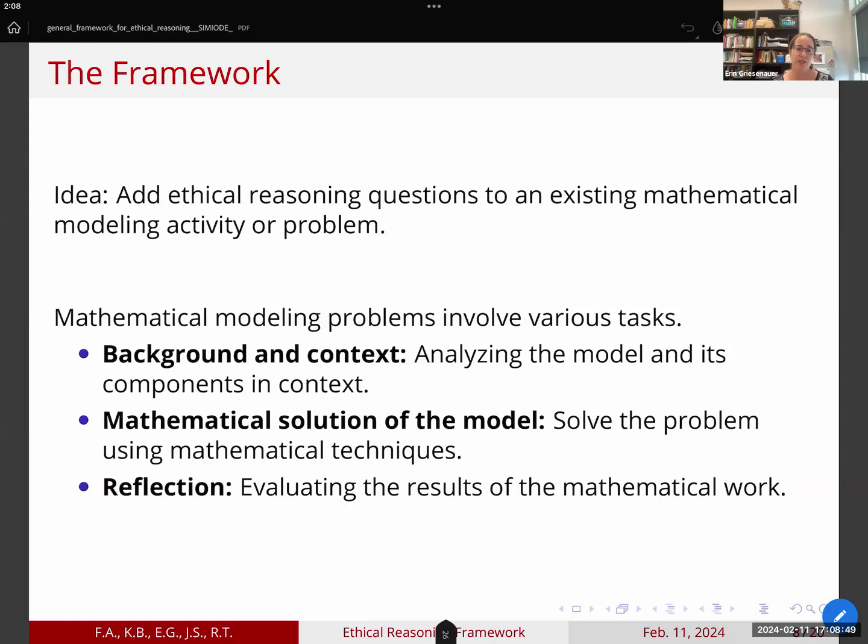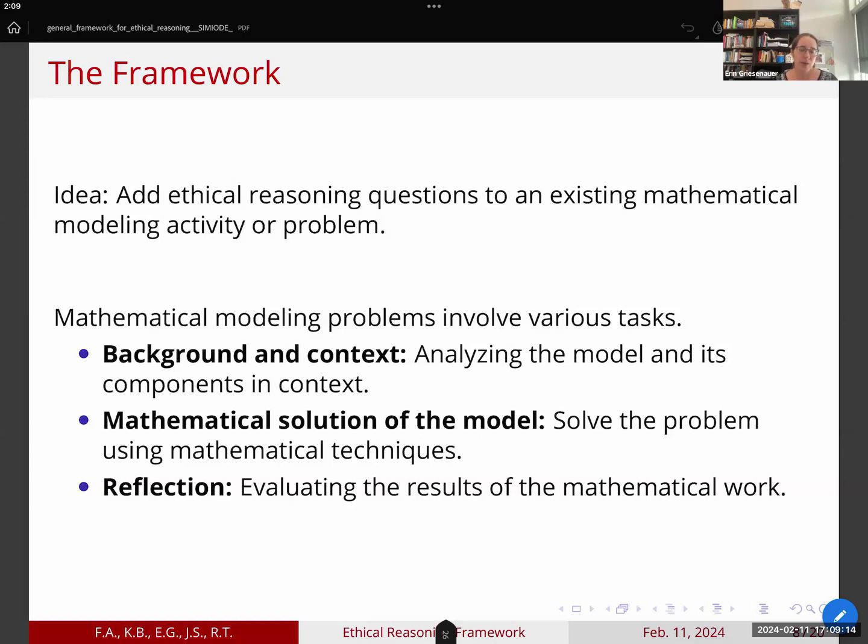The second stage is what we usually address in our mathematical modeling activities, which is the mathematical solution of the model. So describing it as a mathematical model and solving it using mathematical techniques. And then the third stage is a reflection stage where we evaluate the results. We think about whether they're valid or not, and who might be impacted by them.